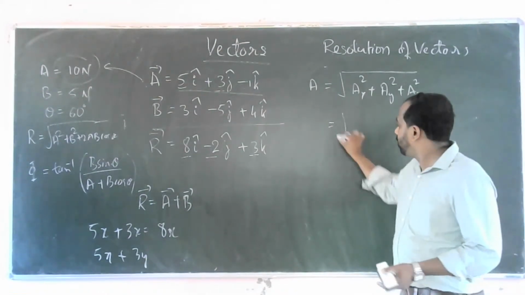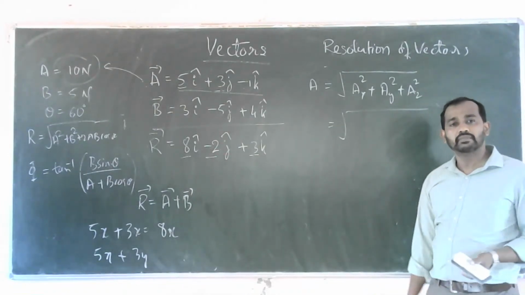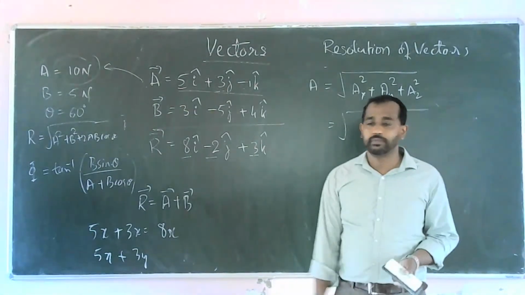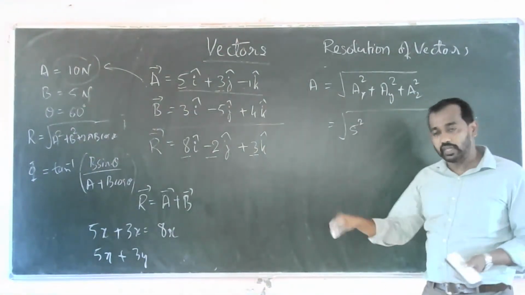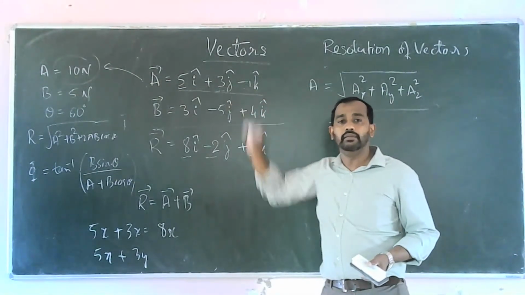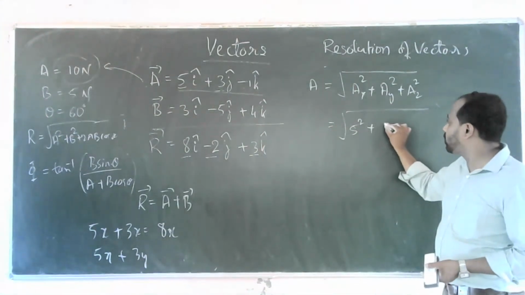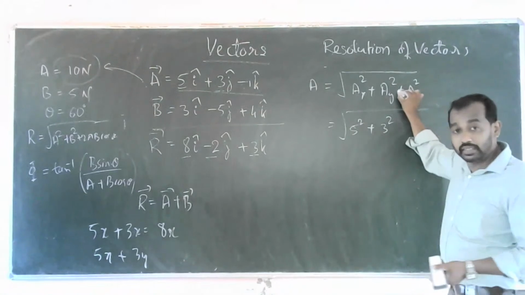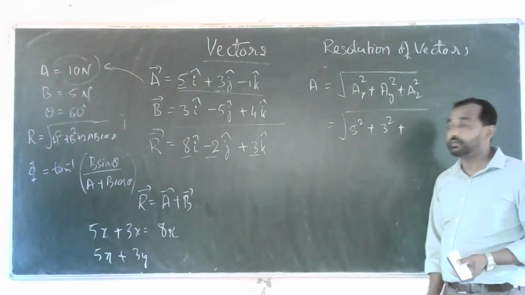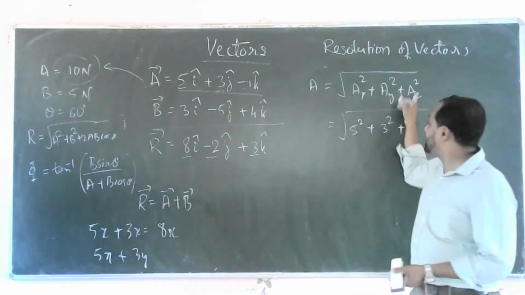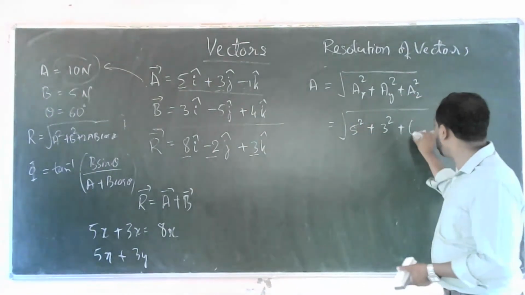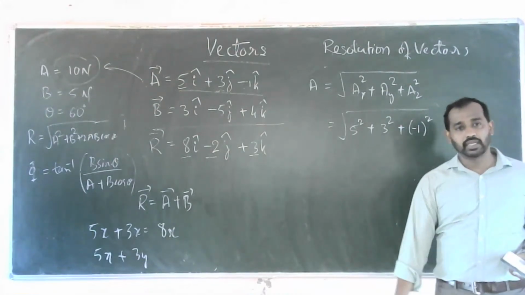Shall we do that? We can substitute the values here. Yes, we are going to do that. Ax is equal to 5, so for 5 square, I will write it for the first time. 5 square plus ay equal to 3, so ay square will be equal to 3 square. Then the addition symbol, az square. What is the value of az? It is equal to minus 1, so it will be minus 1 square.